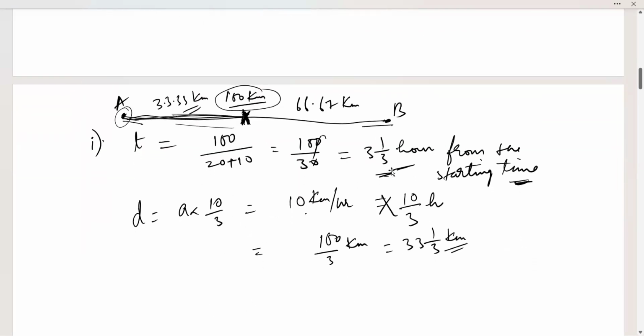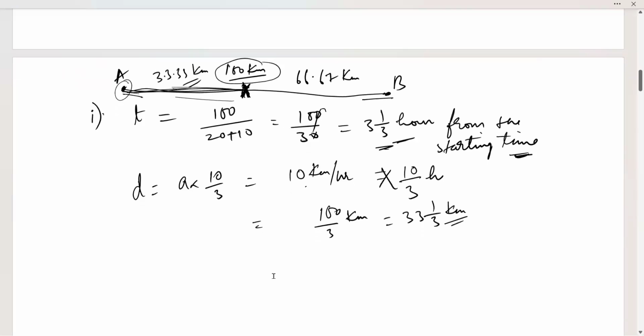Now, next question is how much time does B take to cover the entire 100 kilometers? Now we know that B, for this part from the starting point of B to the meeting point, took this many hours, 3 1 by 3, because this is the time at which they both meet at the meeting point. For this event, they both had the same time, but they had different speeds. So the one who had higher speed traveled more distance, which is very evident also.